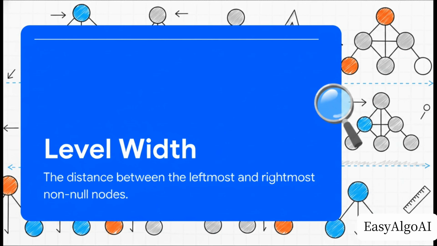First things first, what exactly do we mean by width here? It's not as straightforward as just counting the visible objects on a shelf. The problem asks for the distance between the leftmost and rightmost non-null nodes in a specific level. And here's the catch, the real trap. We actually have to count the phantom empty space between them too.